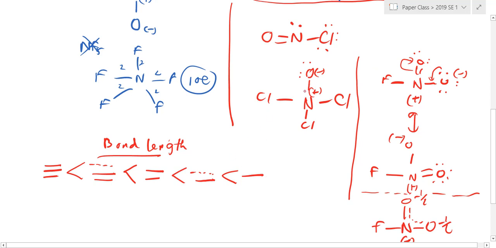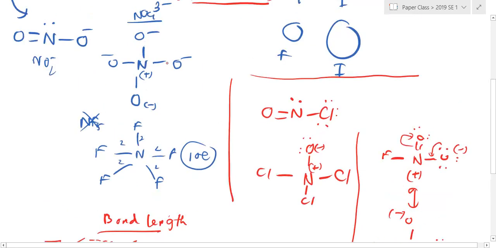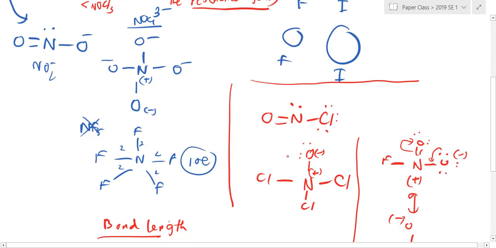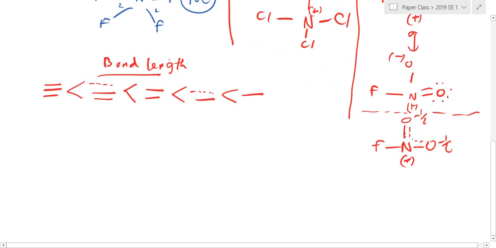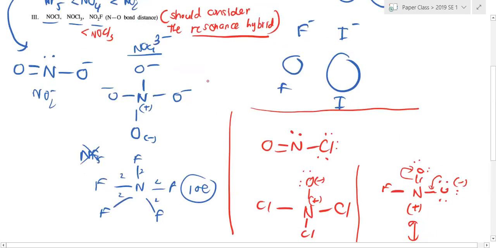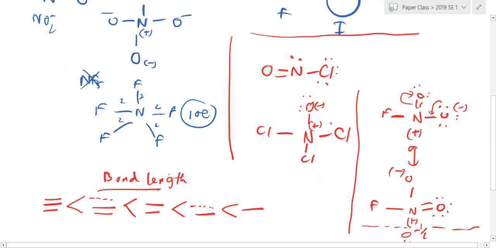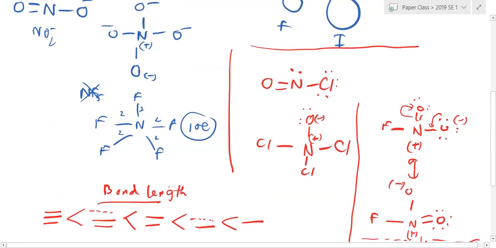We are asking about the NO bond. NOCl3 is the largest. Right? NOCl3 is the largest. This is double bonded. This is 1.5 bonded. It means 1.5 is larger than a double bond. It means who is the 1.5 one? NO2F, this one. NO2F.